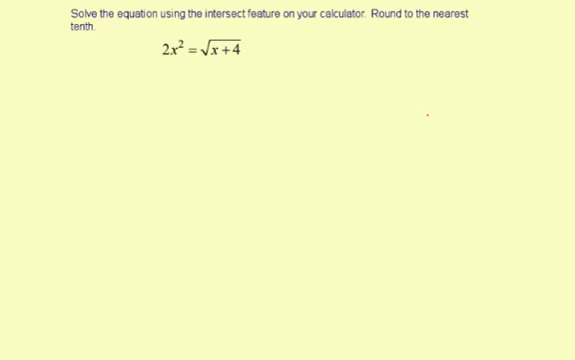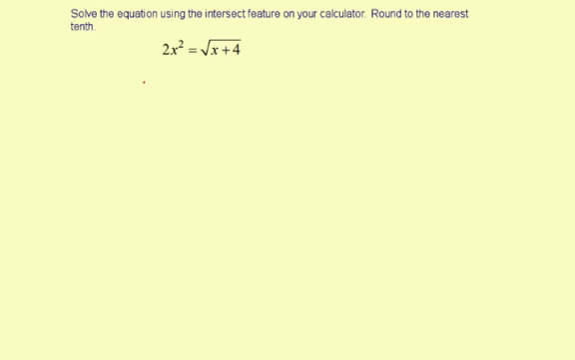Solve the equation using the intersect feature on your calculator. Round to the nearest tenth. Now this is one of my favorite calculator skills. No matter how complicated an equation might be, you can use the graphing feature of the calculator to solve it. And this one isn't that bad, but you could use some really ugly equations and solve them pretty easily.